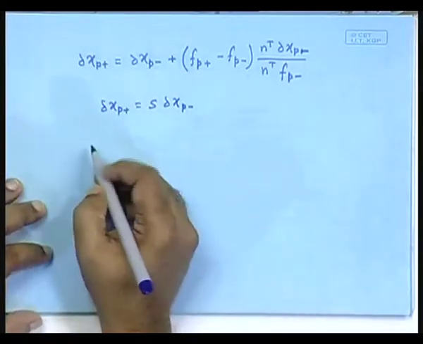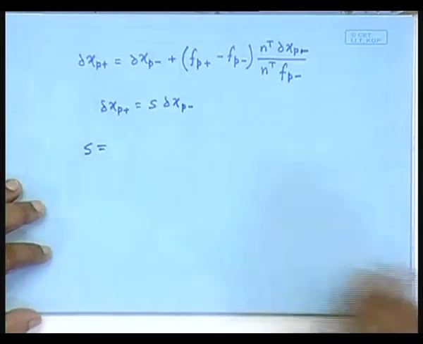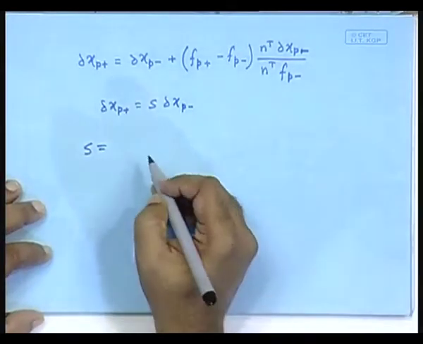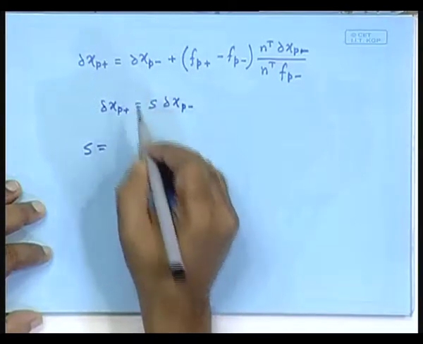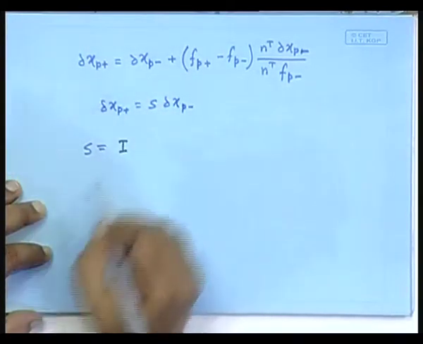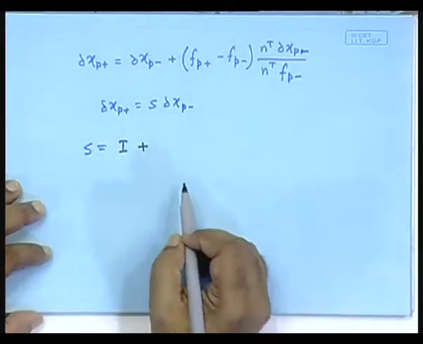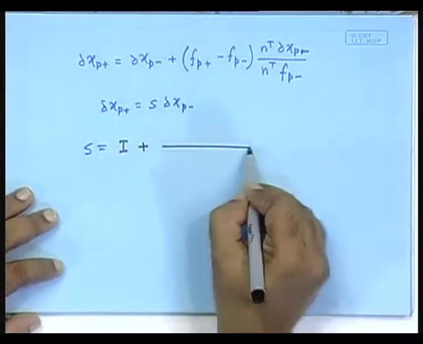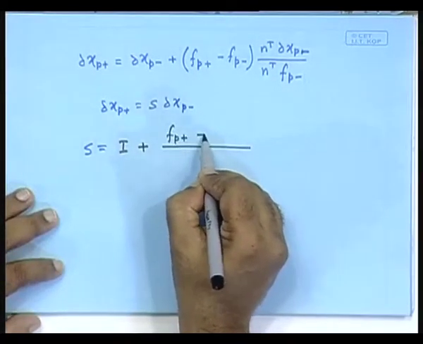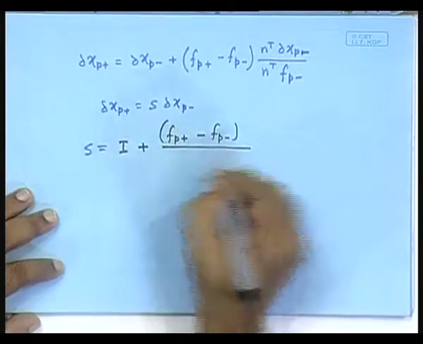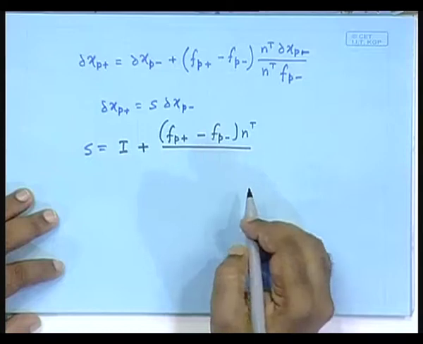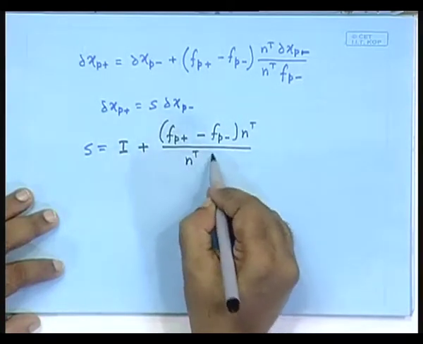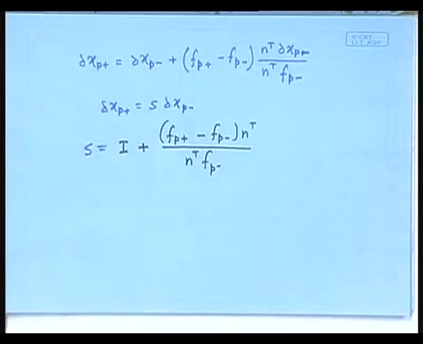So, you can easily see from here, then the S will be this divided by x p minus. So, it is I plus x p minus has been divided by. So, this goes off, you will say it is f p plus minus f p minus bracket times n transpose divided by n transpose f p minus. So, this is the saltation matrix, this is the expression for the saltation matrix.